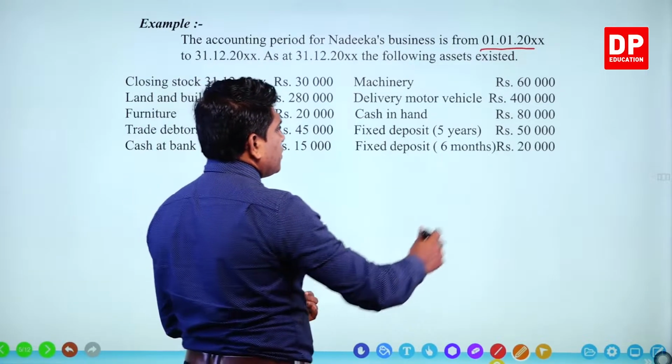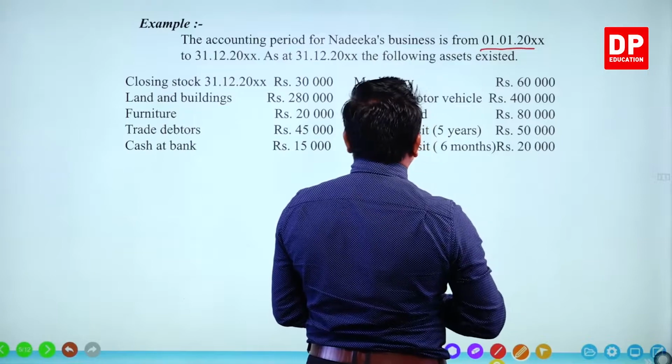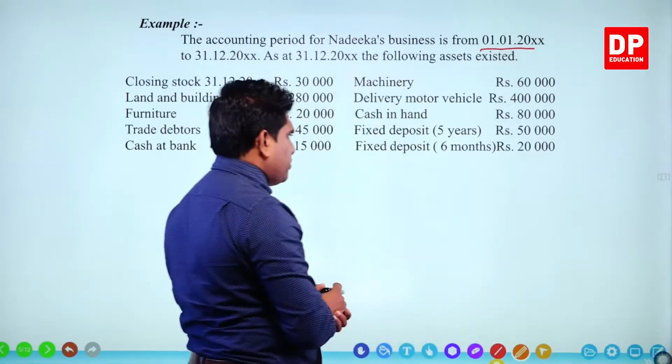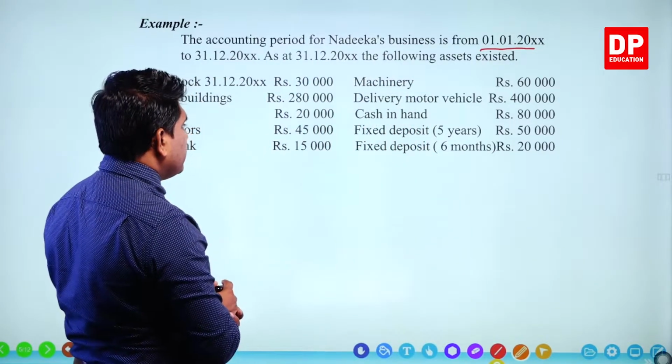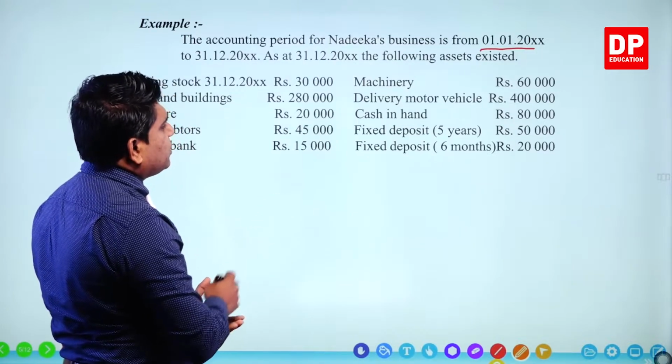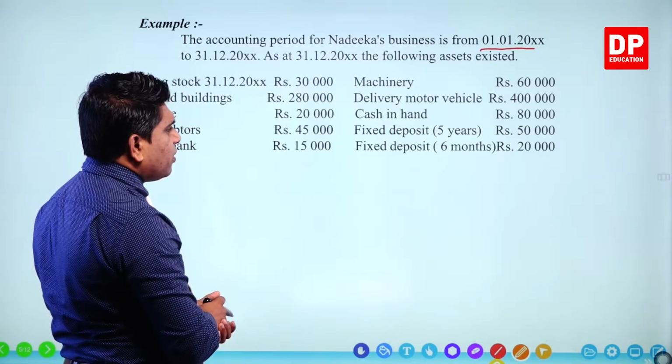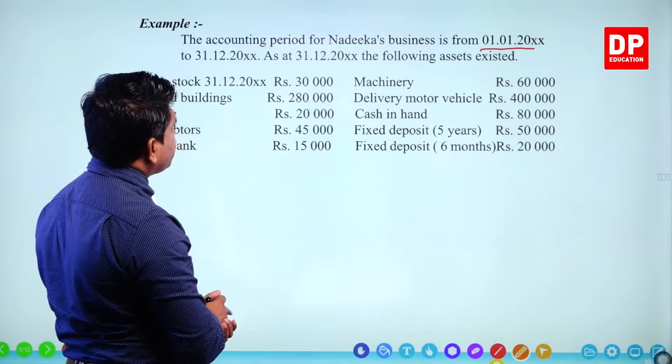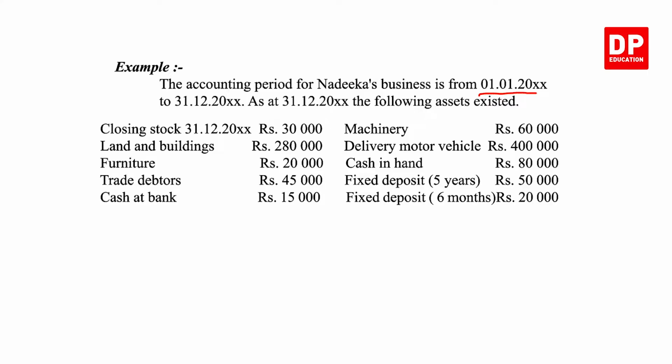This fixed deposit, we deposited that money for 5 years. Long term, more than 1 year. Fixed deposits, the other fixed deposit you deposited for a 6 month period. Now we can classify these assets under the non-current assets and the current assets categories.